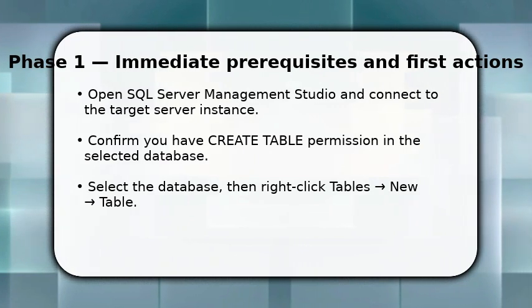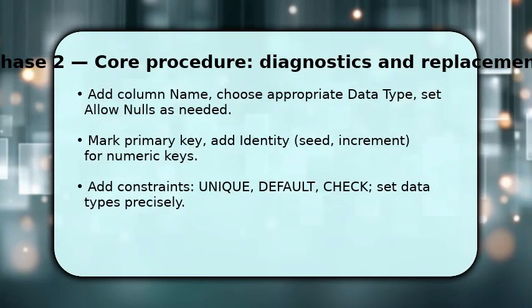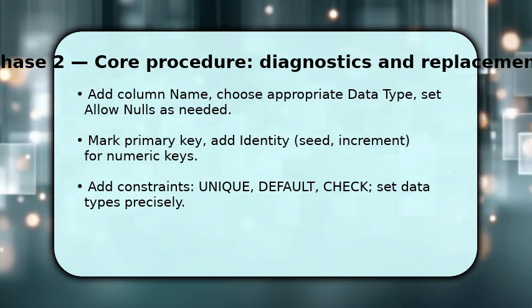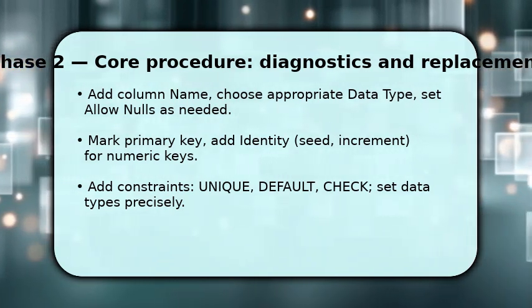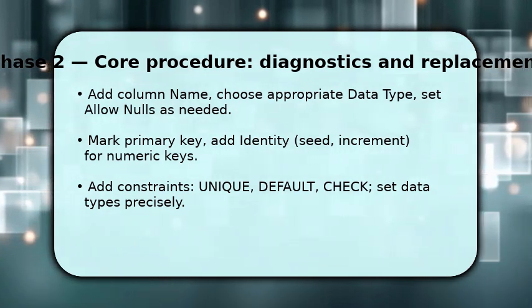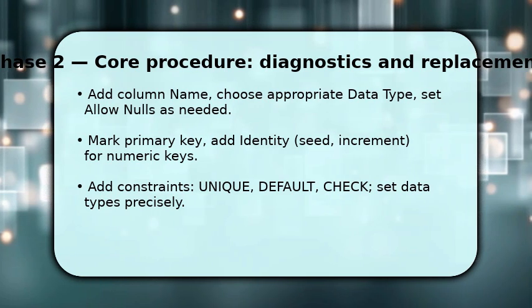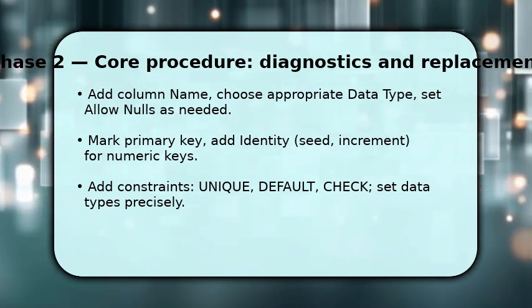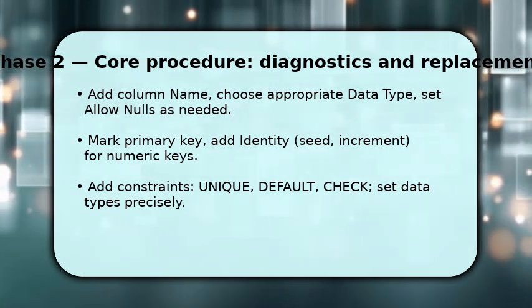without extra navigation. You now define each column. Give a clear name, pick the correct data type, and decide nullability. This prevents data errors. Once columns are listed, mark the primary key on the appropriate column and enable identity with seed and increment when you need automatic numbering.